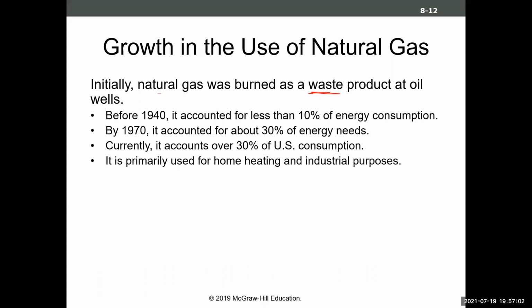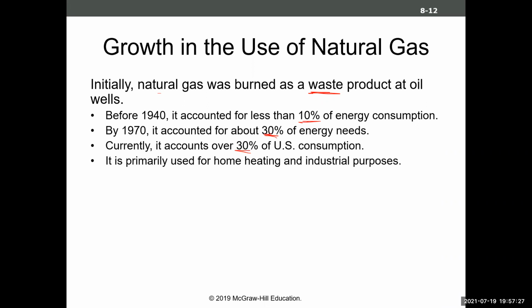And that was kind of the main fate of the natural gas initially. So before 1940, it was only used for about 10% of energy consumption needs. But within 30 years, that increased by about 20%. And currently it's over 30% in terms of US consumption.